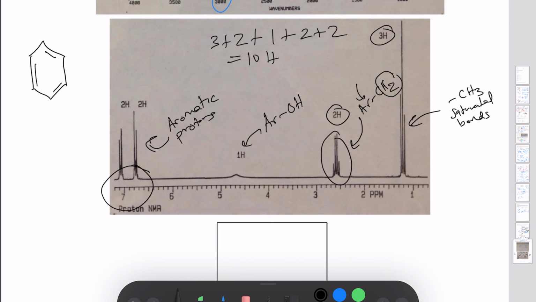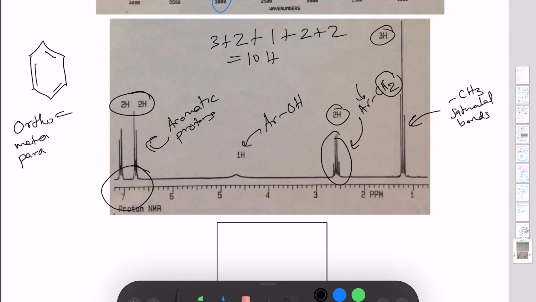Now, here's where the tricky part is: trying to find out the substitution. From the NMR spectra, we see that really there are 4 protons, right? 4 protons attached directly to this aromatic structure. That means there's 2 substituents. Now, we don't know what those substituents are yet, but we should be able to find out how they are positioned relative to each other, right? There's 3 positions, right? Ortho, meta, and para.